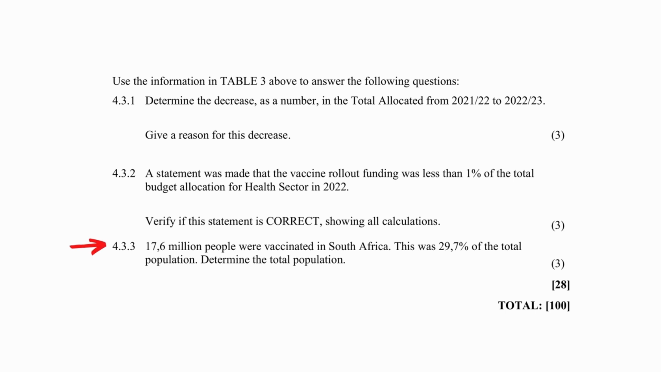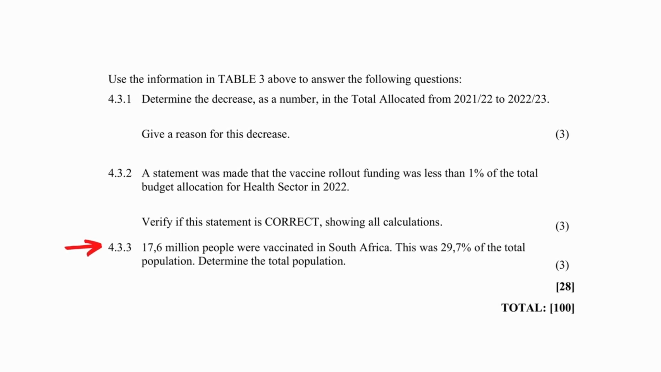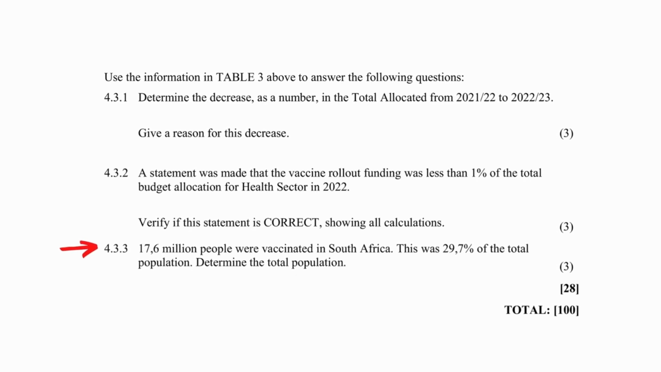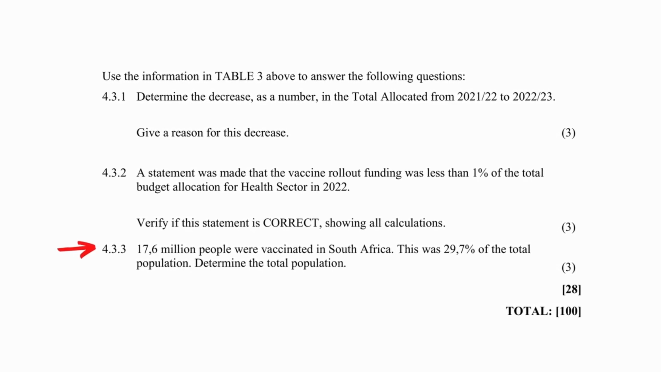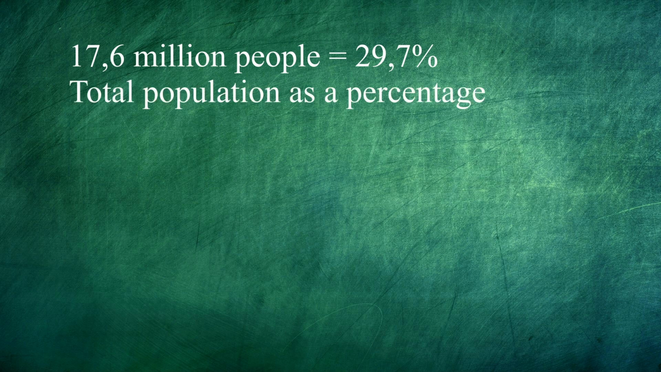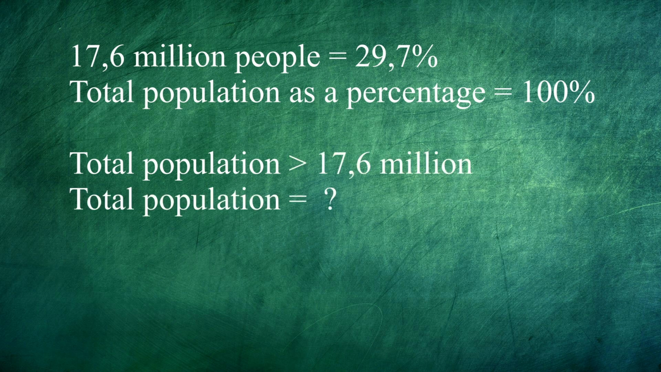In question 4.3.3, it stated that 17.6 million people were vaccinated in South Africa. This is 29.7% of the total population. You will have to determine the total number of people in the population. 17.6 million people equals 29.7% of the population. The total population as a percentage equals 100%. It should be obvious that the total population should be more than 17.6 million people, but by how much?